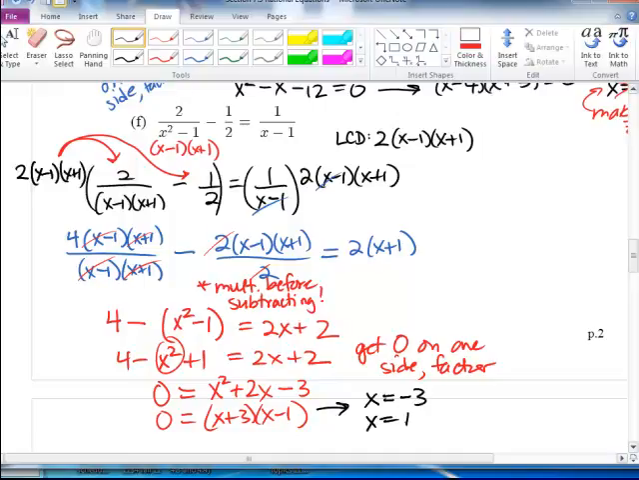And finally, we search to make sure they don't make any denominators 0 this time. This one is fine, because x equals negative 3 won't give me a 0 in any of the denominators. But x equals 1 is not good, because that makes a denominator 0.